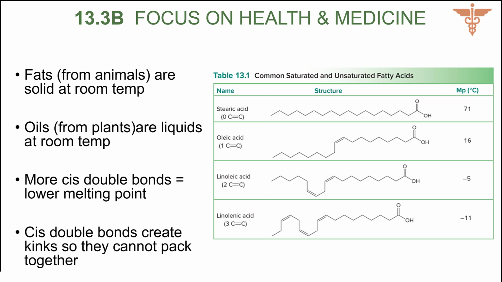Fats tend to come from animals and are solid at room temperature. Oils usually come from plants and are liquids at room temperature. So you can think of vegetable oil, that's going to be a liquid at room temperature, whereas butter, which comes from animal products, is solid at room temperature. The more cis double bonds a compound has or a fatty acid has, the lower the melting point is. And that's because cis double bonds create kinks, so they can't pack together and they don't have as much interactions.